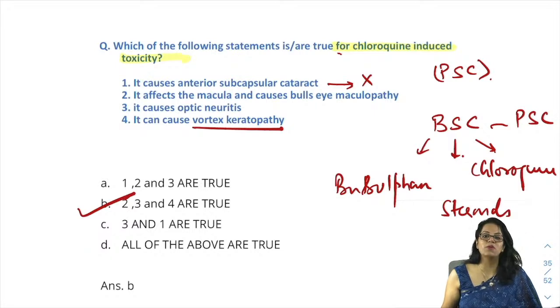Akshay, what do you want to know? Okay, do this: first you attend the lecture or read about Posner-Schlossman syndrome and then we will discuss it further. You can just DM me your doubt.